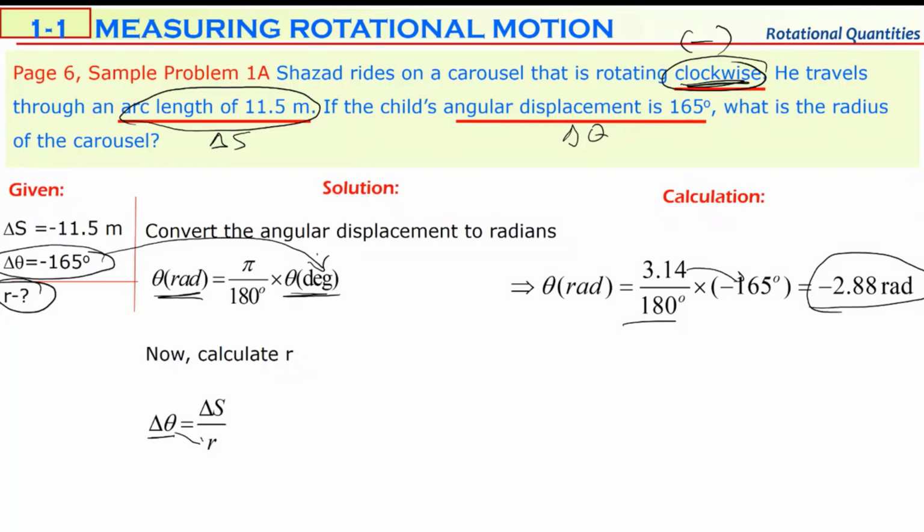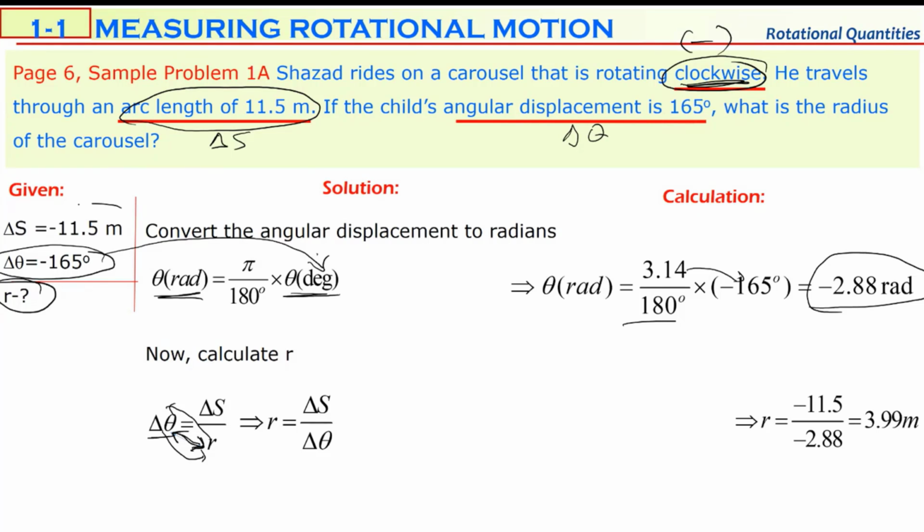Now cross product: change the position of delta theta and R. Get R here, get delta theta there. This is a very simple rule. So R is going to be, in this case, delta S over delta theta. And delta S is given. Delta theta is calculated. Only write them.